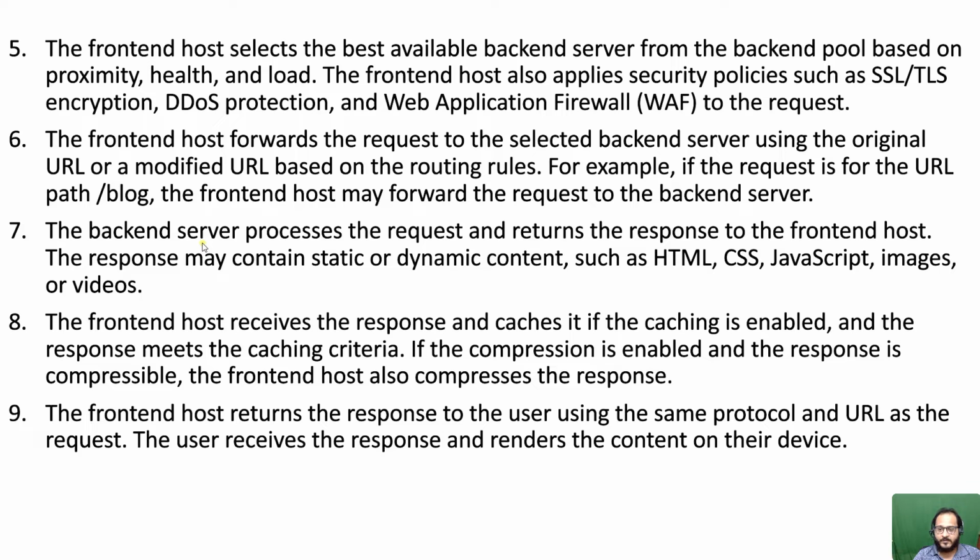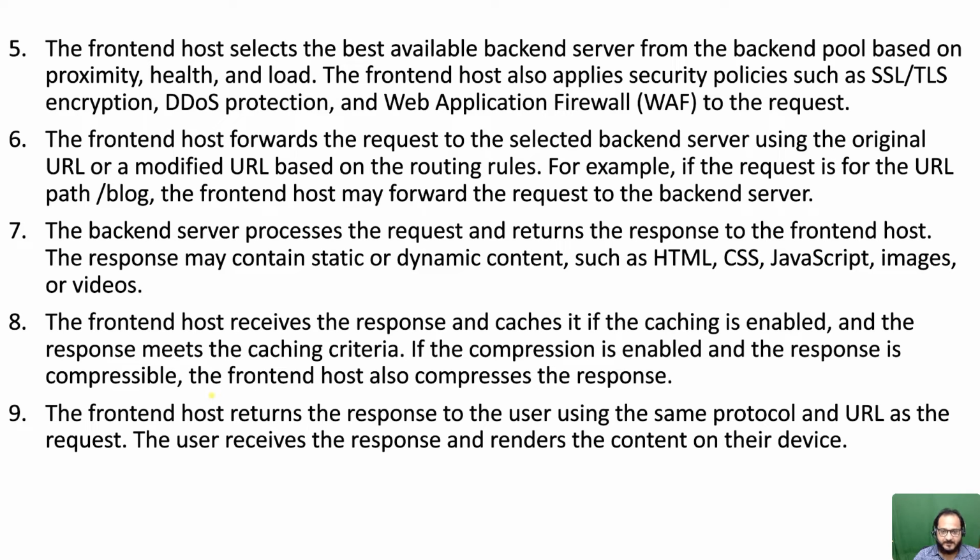And whenever you configure the routing rule, you always have to keep in mind that your backend pool should use HTTPS or HTTP. You have to check those things, otherwise Front Door will not work, because it totally depends on the HTTP and HTTPS protocols. The front-end host receives the response and caches it if caching is enabled and the response meets the caching criteria. If compression is enabled and the response is compressible, the front-end host also compresses the response. So that's basically how the entire workflow in Azure Front Door works.